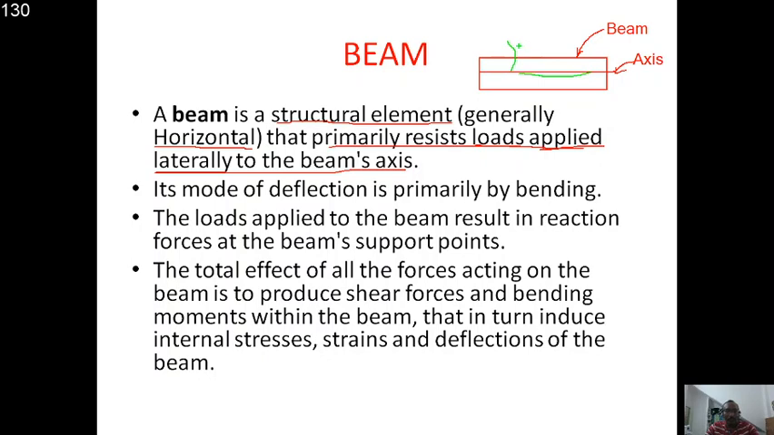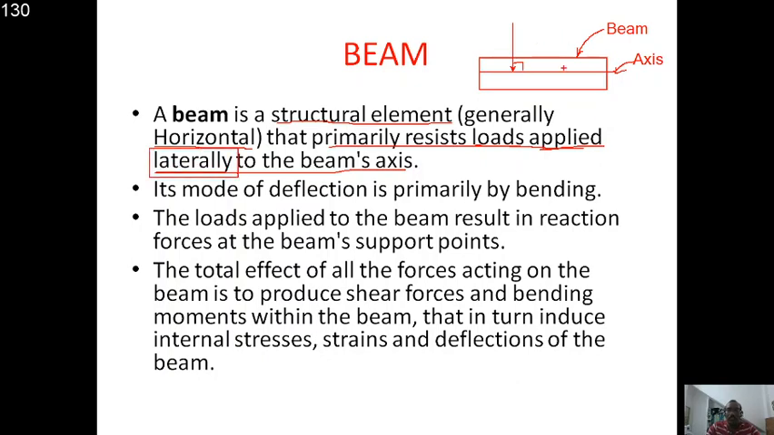You can apply the loads perpendicularly to the beam axis. So perpendicular to the beam axis, I just want to load. This is the loading situation, perpendicular to the axis. So this is the perpendicularity. This is what he is telling, that it should be laterally applied, right?